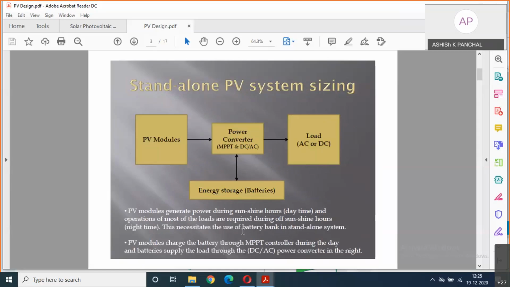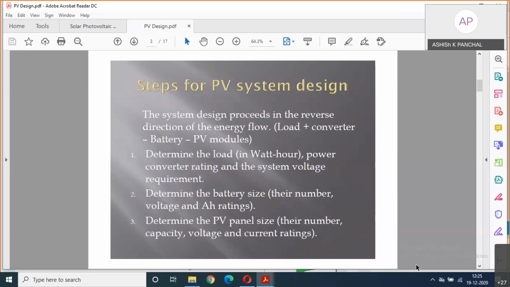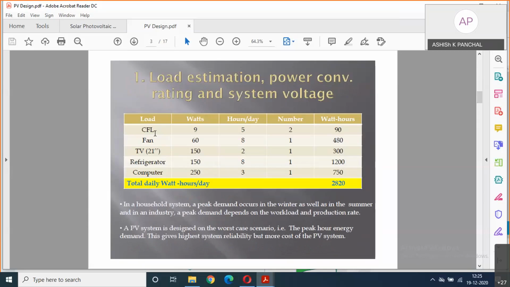And let us go to the next slide. I have considered a load: lamp 9 watt, 5 hours, two numbers of lamps. Fan 60 watt, 8 hours, one number. TV, that is 152, 2 hours. Reactor.